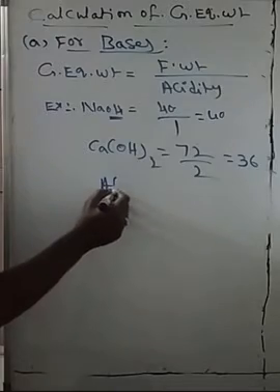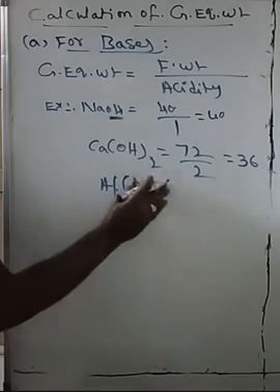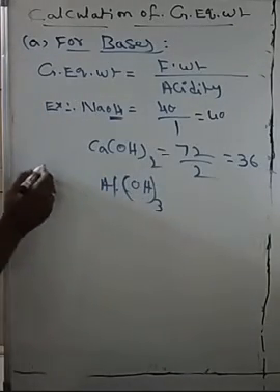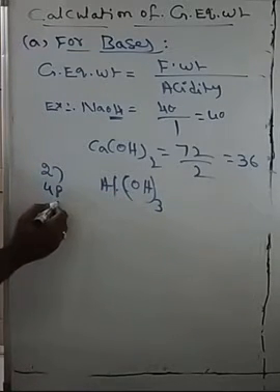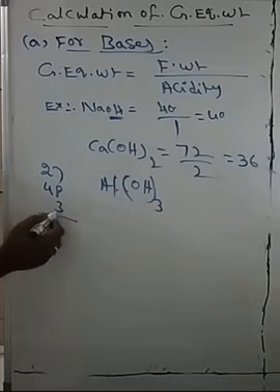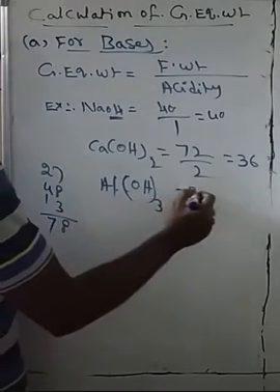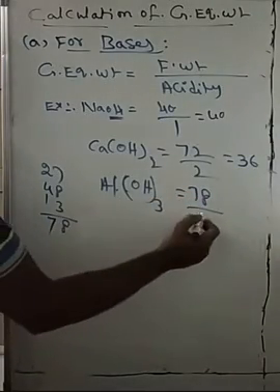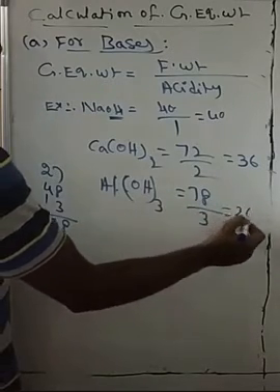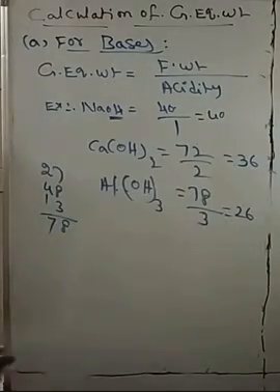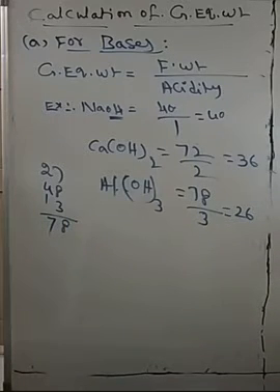So like that, aluminum hydroxide. Aluminum 27, 3 oxygens 48, 3 hydrogens 3. It becomes 78. Therefore 78 divided by how much? 3. It becomes 26. So that is the calculation of equivalent weight for bases.